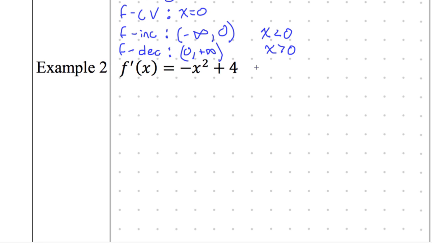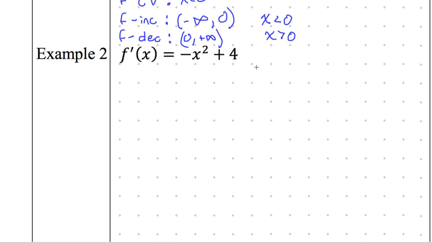All right. Oh, Mr. Sindel, you're so nice. You gave us the derivative again. You're welcome. There's the derivative, negative x squared plus 4. All right. What do I do? You draw the line. Yes, that's the first step.